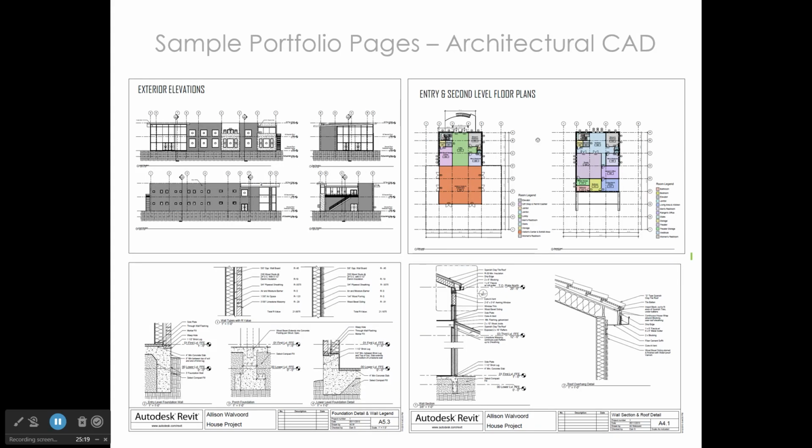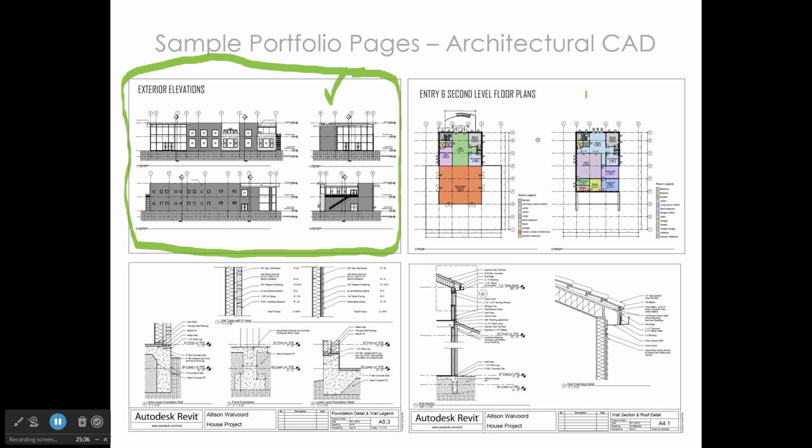Here are some examples of some sheets for an architectural CAD portfolio. And remember that each of these sheets would be on a single 17 by 11 slide. So this is actually 4 different slides here. So we have elevations, floor plans, structural details, and section views, also structural details.